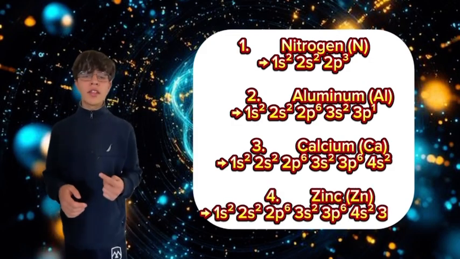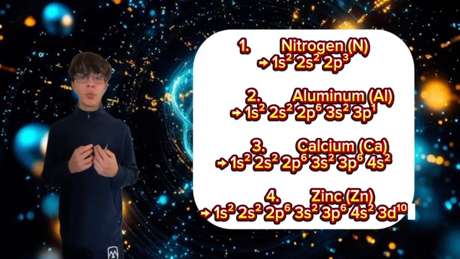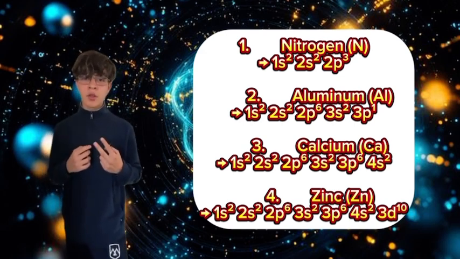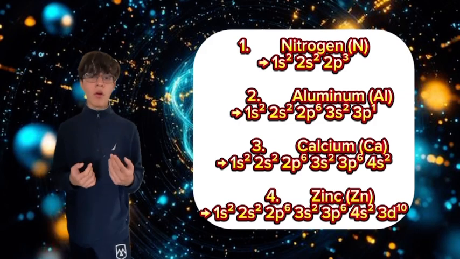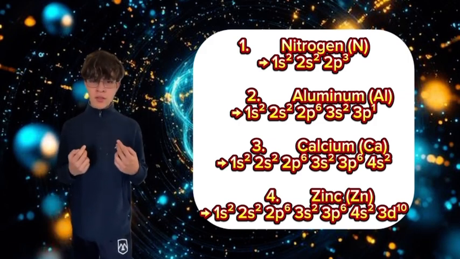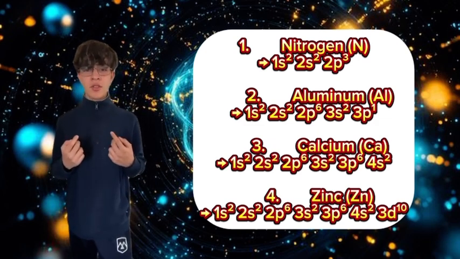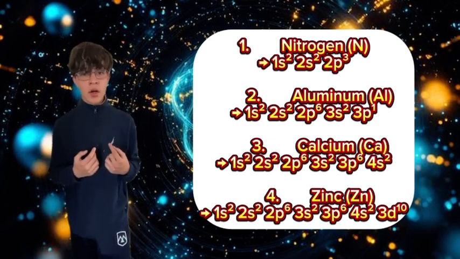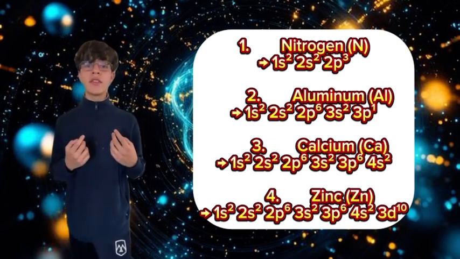Calcium, 1s2, 2s2, 2p6, 3s2, 3p6, and 4s2. Or zinc, that is 1s2, 2s2, 2p6, 3s2, 3p6, 4s2, and 3d10.